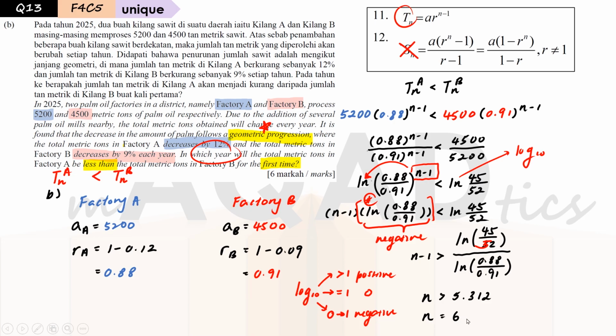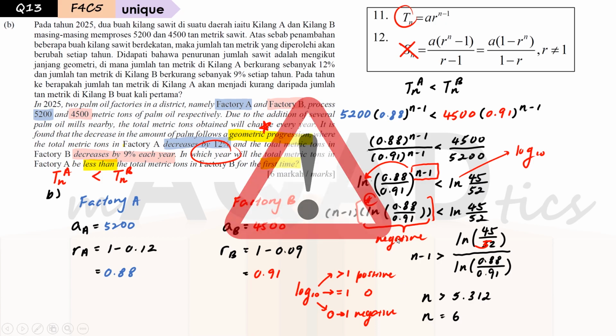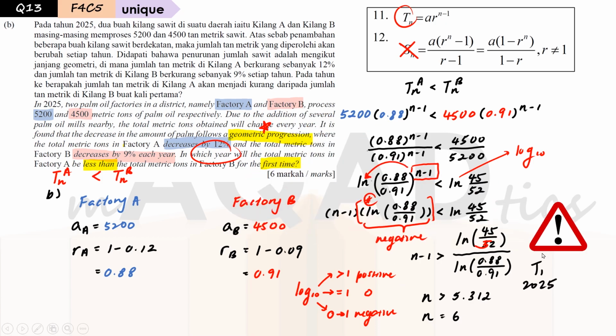So which year is n equals 6? This one we can calculate this way. We know that 2025 is the first year, so now we need to find T6. Very simple, we just add 5 to get T6, right? 1 plus 5, 6. So for the year, same thing as well, we are going to plus 5. So this would be 2030. So the answer would be year 2030.